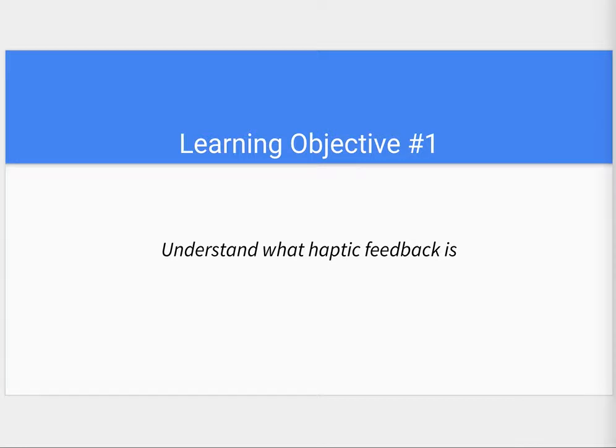So the learning objectives that I made for this lesson are first, to understand what haptic feedback is. So they basically need to be able to define haptic feedback and summarize it definitively. And then learning objective 2 is to understand the purpose of it. So basically, why is it beneficial to them as an iPhone user? Why would it help them?